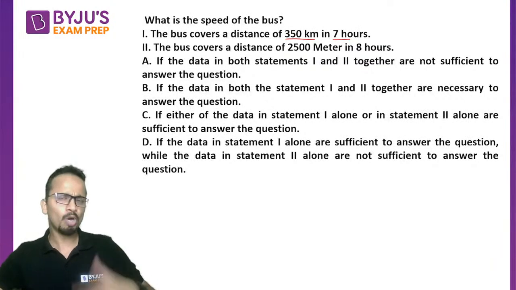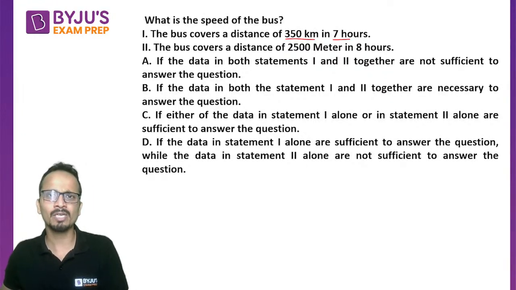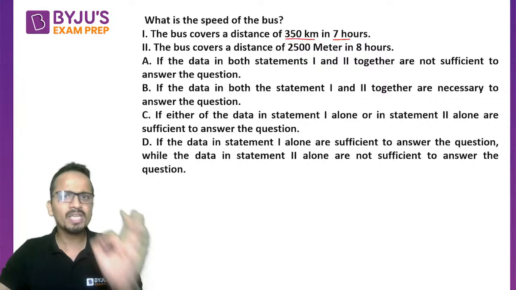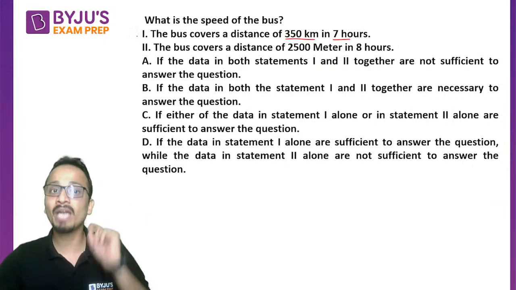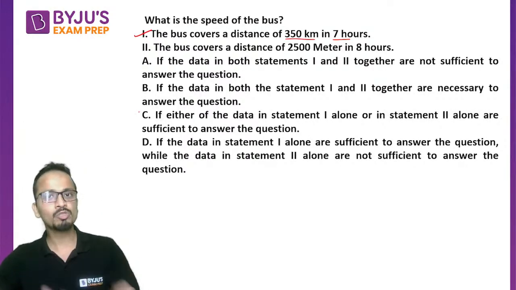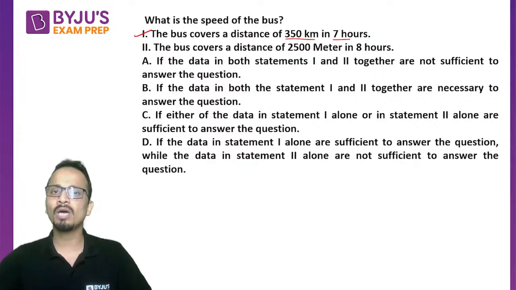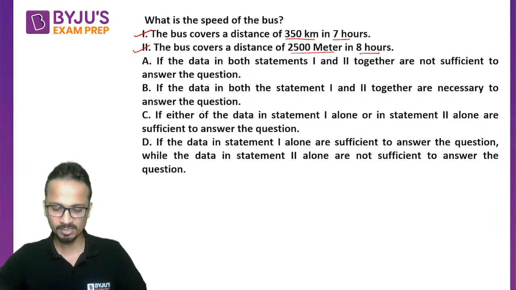Simple. सो बहुत सारे क्वेश्चंस ऐसे होते हैं यहाँ पे कि आपको फाइनली आंसर नहीं कैलकुलेट करना होता, you just have to tell them whether you will be able to find the answer or not. So using statement number 1 alone, yes, I can find the speed of the bus. Let's talk about statement number 2. Statement number 2 also gives us the distance and the time. So again, if I take statement number 2 alone, I will be able to get the answer. All right.